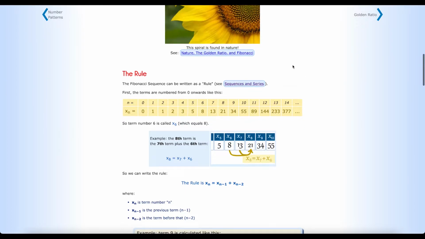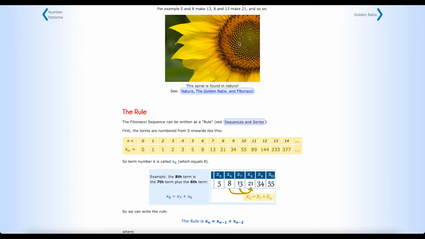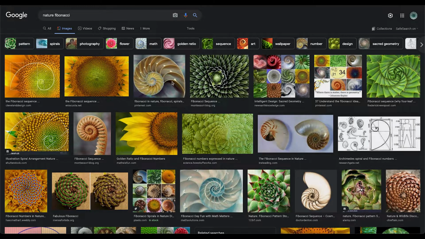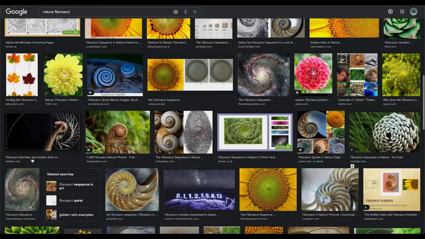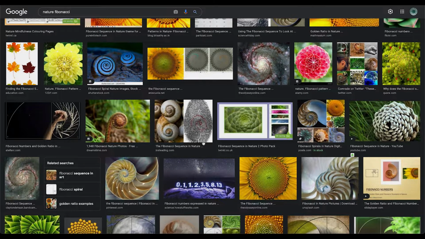Why is this so important? Because that's how nature works. It's not the sequence that is magical, the nature is magic. You're going to find that same ratio everywhere in nature: in flowers, shells, sea creatures, everywhere. Even in the galaxy, in the universe, and in the human body.